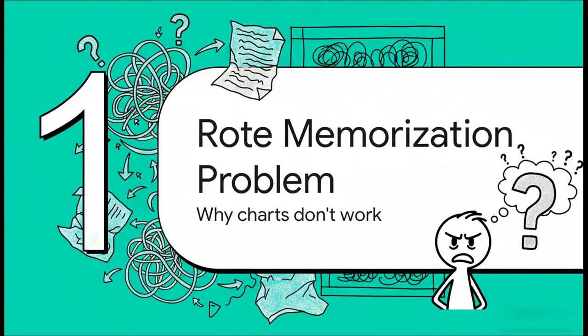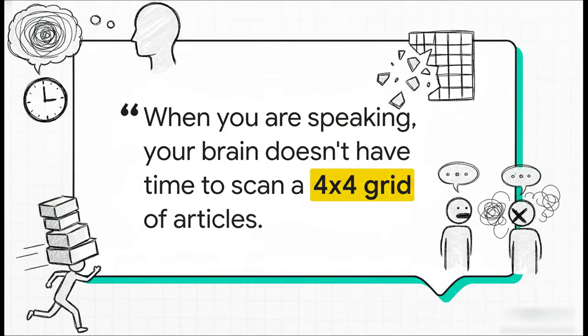First things first, let's talk about the pain point that probably brought you here in the first place, the dreaded grammar table. Oh yeah, I think we've all been there, just staring at this grid of words, hoping it'll just magically sink in. And here's the fundamental problem with that. When you're trying to have an actual conversation, your brain just doesn't have time to stop and scan a giant table. It's way too slow. It causes this mental logjam and your fluency just grinds to a halt.